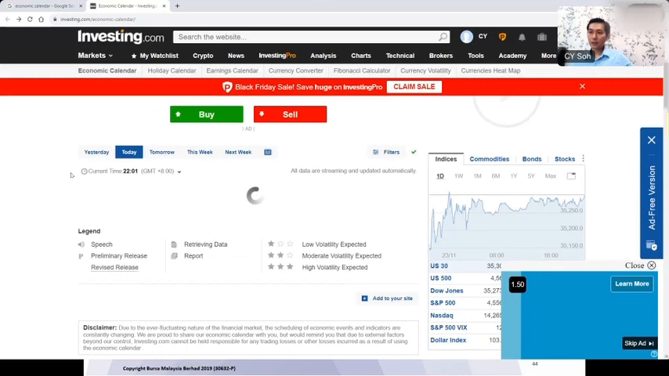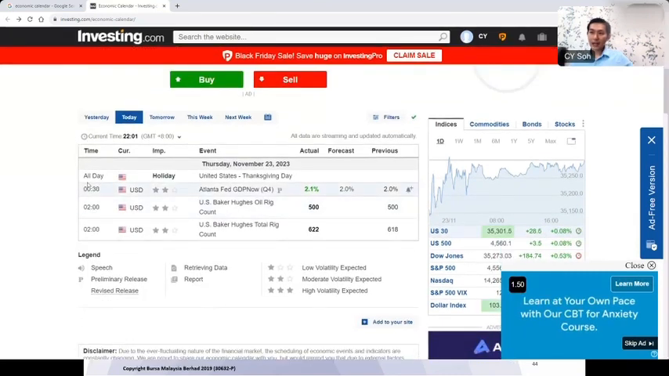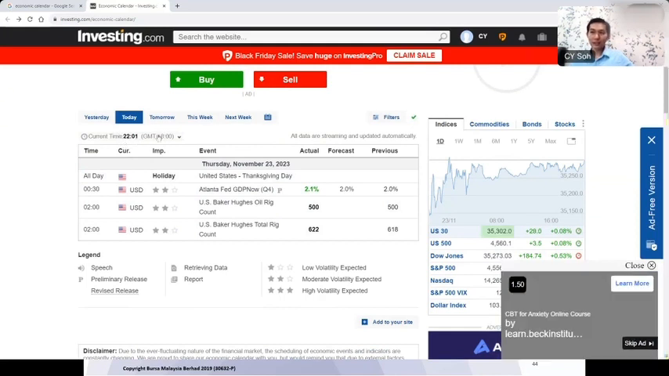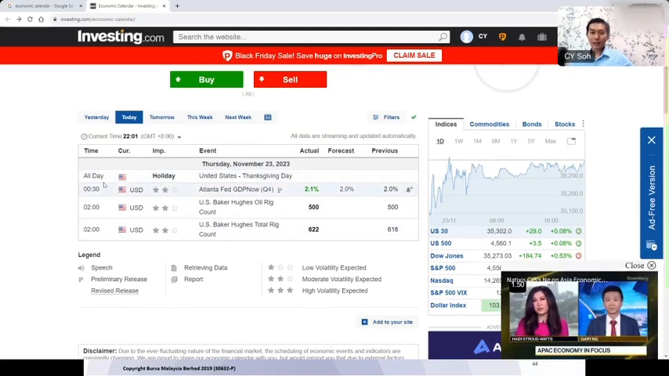Alright, so let it load for a little moment. The time here is actually based on Malaysia time zone. So if you do not change the time setting, if this is actually New York time zone, the time here is actually all based on New York time. So it's actually very dangerous if you don't do this first step correctly, right? So the first step, always change your time zone first.